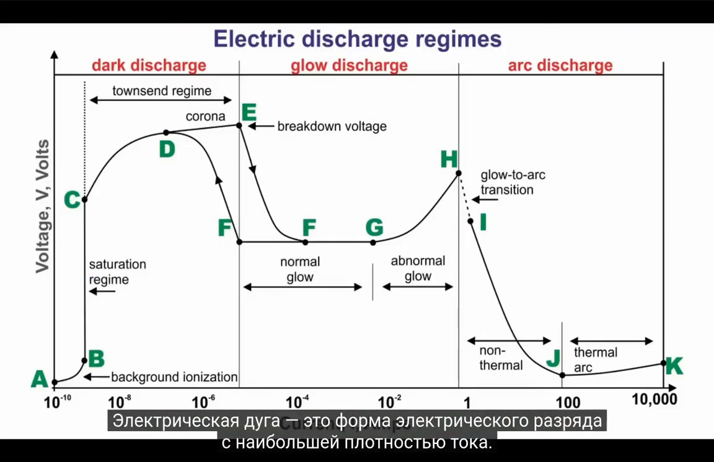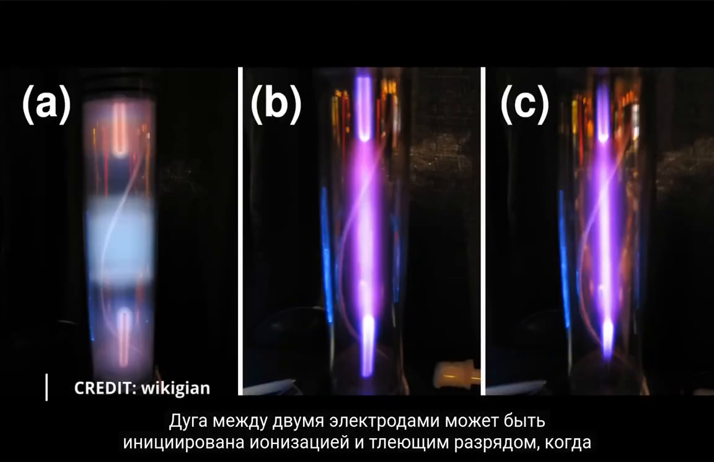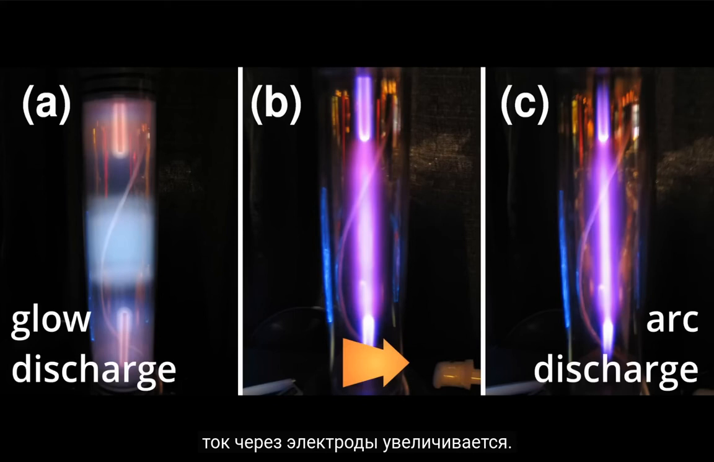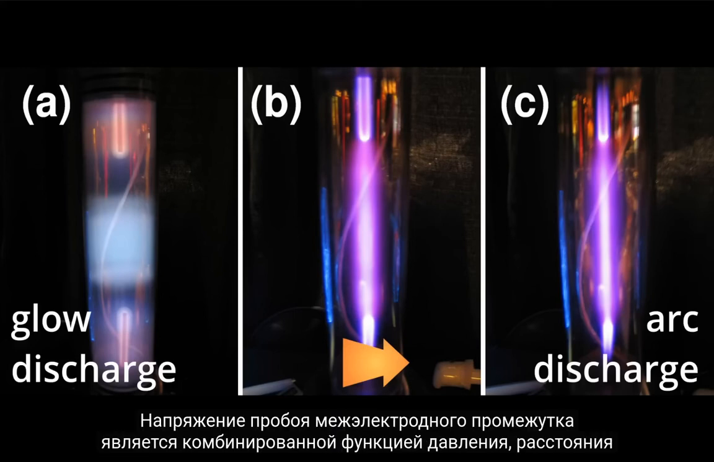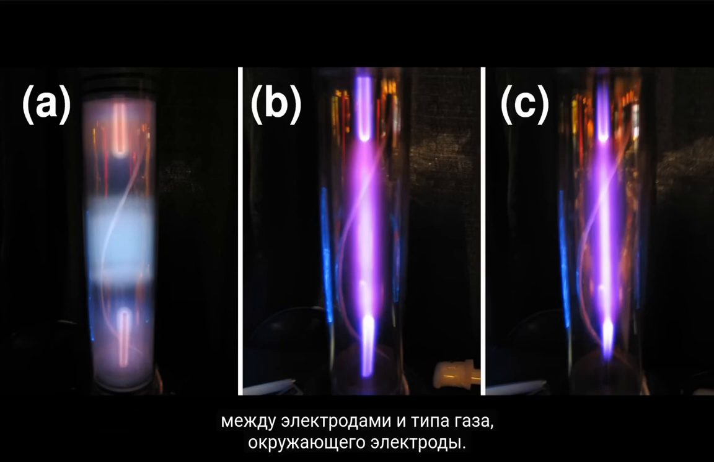An electric arc is the form of an electric discharge with the highest current density. The maximum current through an arc is limited only by the external circuit, not by the arc itself. An arc between two electrodes can be initiated by ionization and glow discharge when the current through the electrodes is increased. The breakdown voltage of the electrode gap is a combined function of the pressure, distance between the electrodes, and the type of gas surrounding the electrodes.